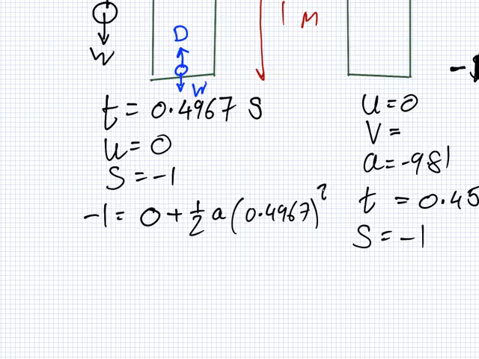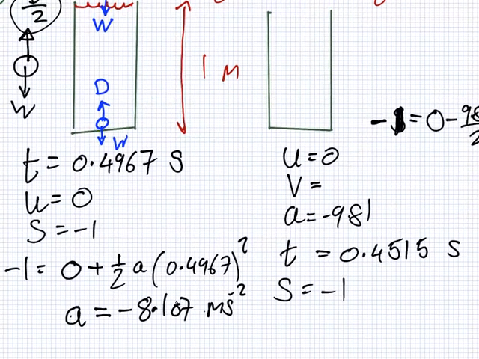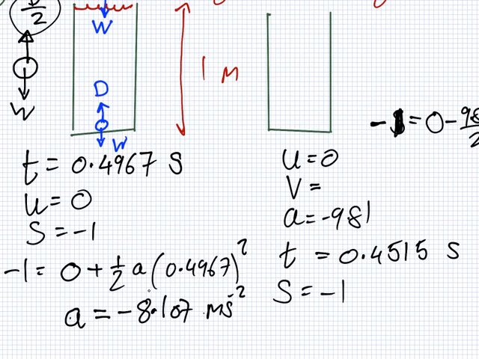Okay, so let's calculate the A now. Minus 1 times 2 divided by 0.4967 squared. So the A, not surprisingly, is negative, but it won't be as big as minus 9.81 because of the water. It would be smaller, minus 8.107 meters per second squared. Why is it small? Because in the water it's not falling as freely.